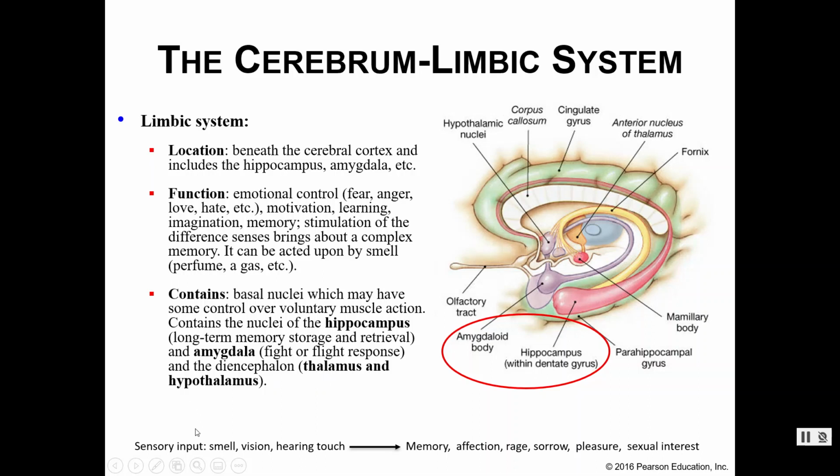And so basically what happens is you have sensory input from all of your senses, smell, vision, taste, hearing, all that good stuff. Your limbic system turns them into memories, tells you we need to show affection or rage, sorrow for things, pleasure, sexual interest. Lots of different options for what we can do with the sensory input that we're using the limbic system for.